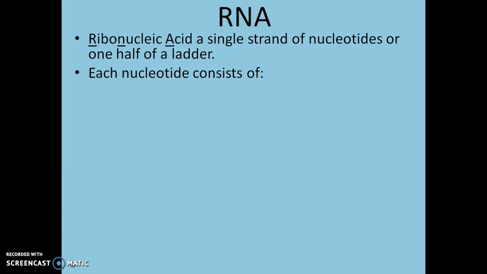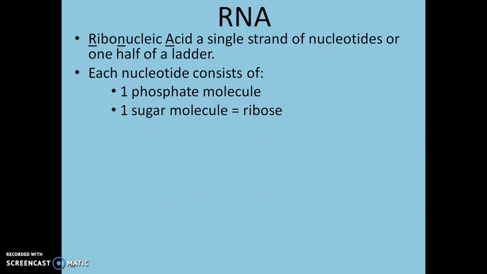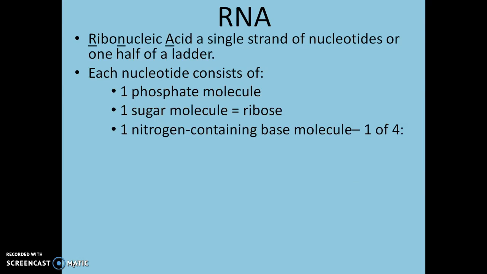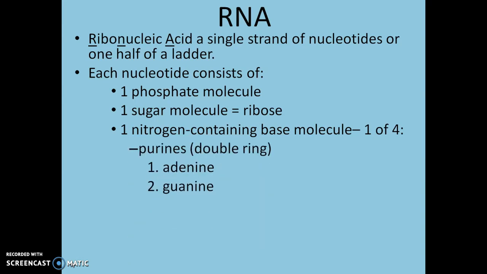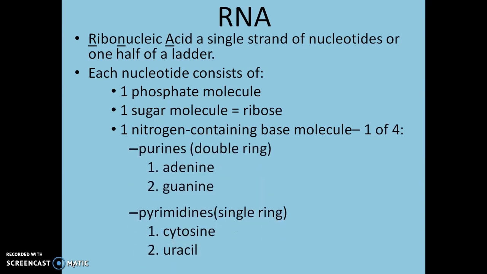It's still made up of nucleotides, and each nucleotide consists of a phosphate, so we still have that. We still have a sugar, except now our sugar is no longer deoxyribose. Our sugar is now called ribose. And we're still going to have a nitrogen-containing base. There are still 4 options, and those options are adenine and guanine, like we had before, and cytosine and, that's not thymine, we have uracil now instead of thymine. So you will not see any T's in an RNA molecule. You will see U's instead.